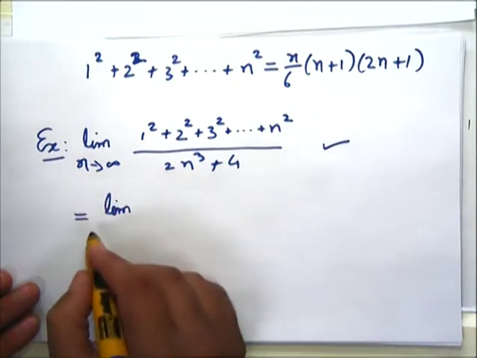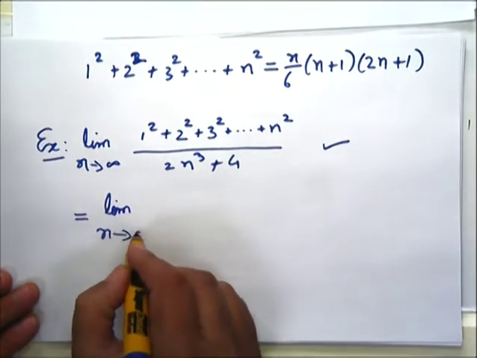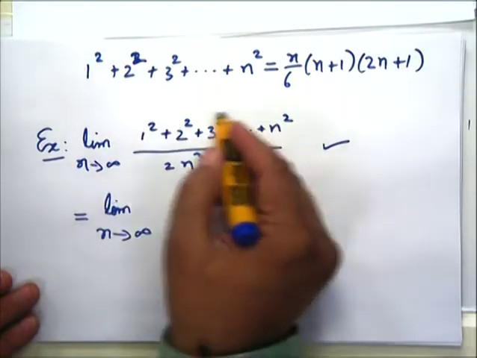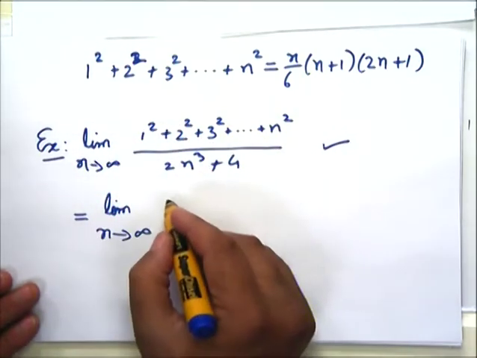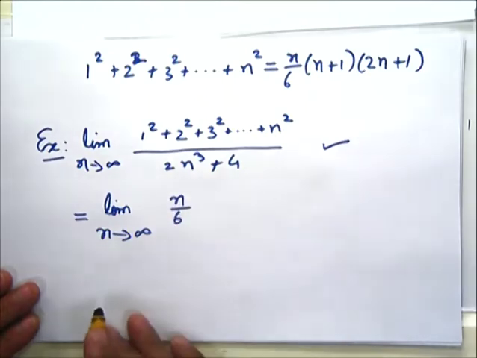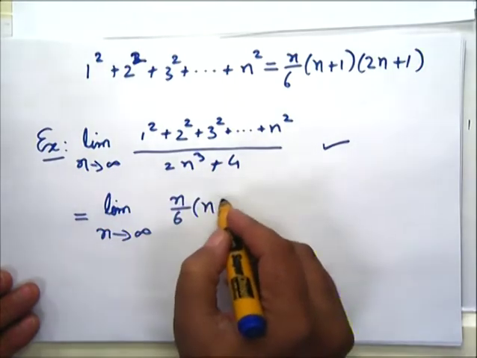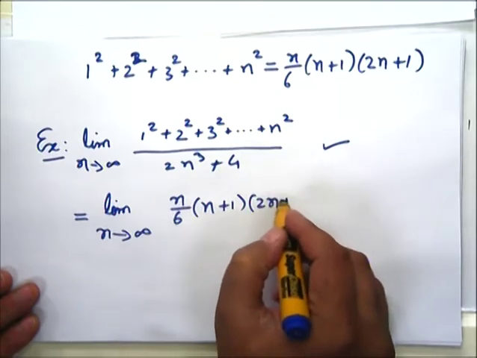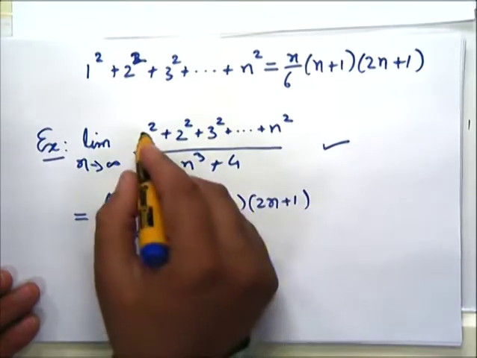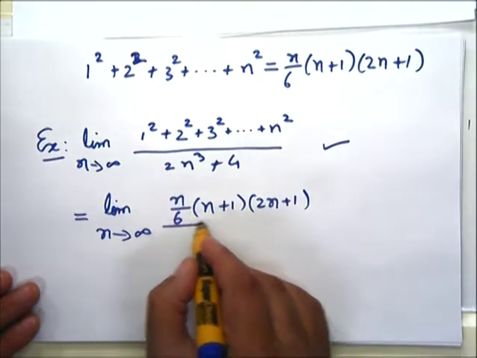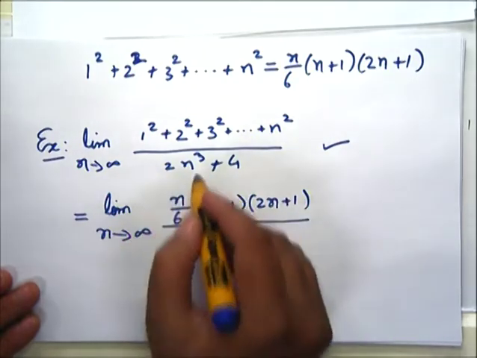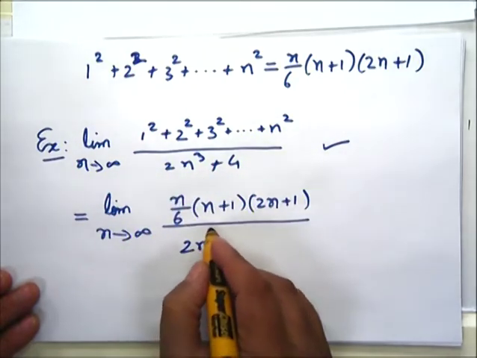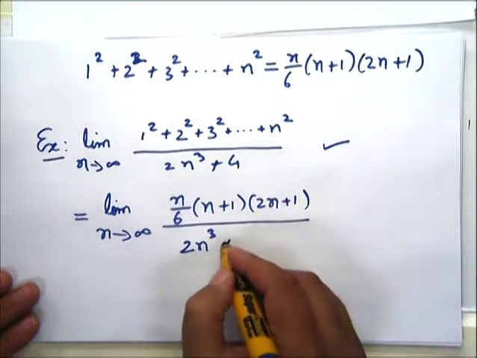Limit n tends to infinity, the summation is n by 6, n plus 1 and 2n plus 1. This is the formula for this series, upon 2n cube plus 4.